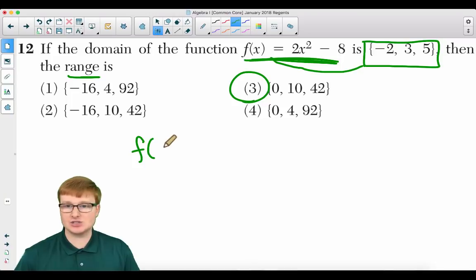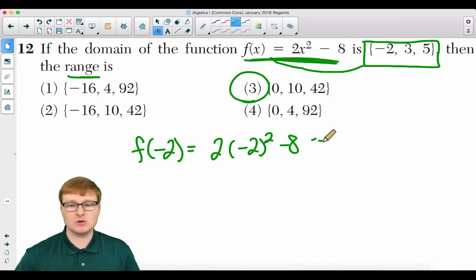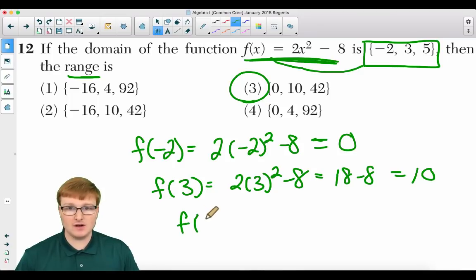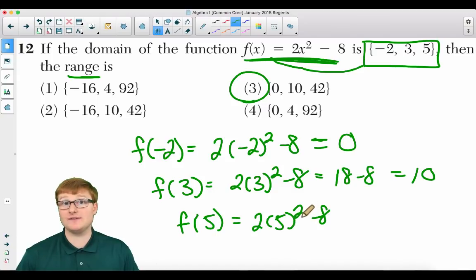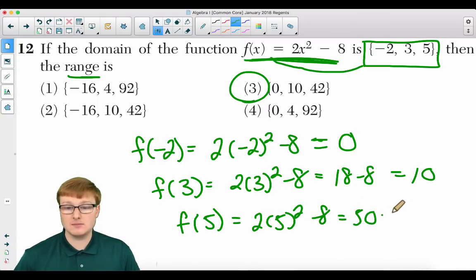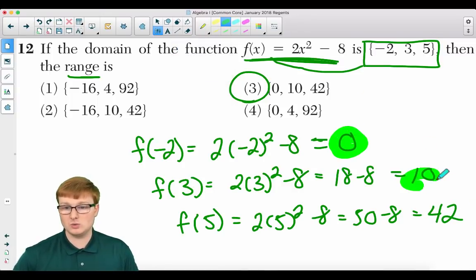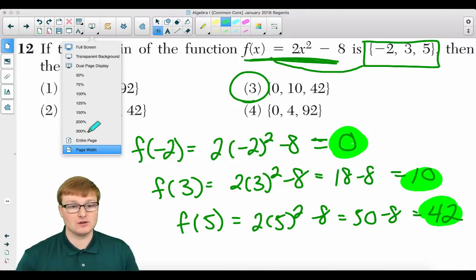And if you want to do that by hand, it's just basically plugging in f of negative 2. That's going to be 2 times negative 2 squared minus 8, which is 4 times 2, which is 8 minus 8, which is 0. F of 3, that's going to be 2 times 3 squared minus 8. That's 3 squared, which is 9, times 2, which is 18, minus 8, which is 10. And f of 5. That's going to be 2 times 5 squared minus 8. 5 squared is 25 times 2, which is 50, minus 8. That is going to be 42. So, ladies and gentlemen, these are the outputs, which is the range for this question.